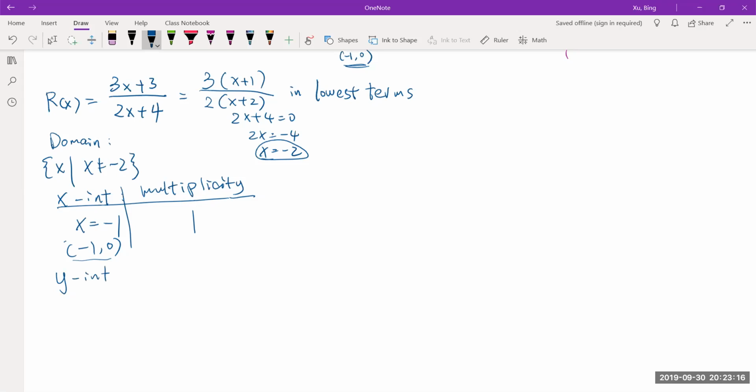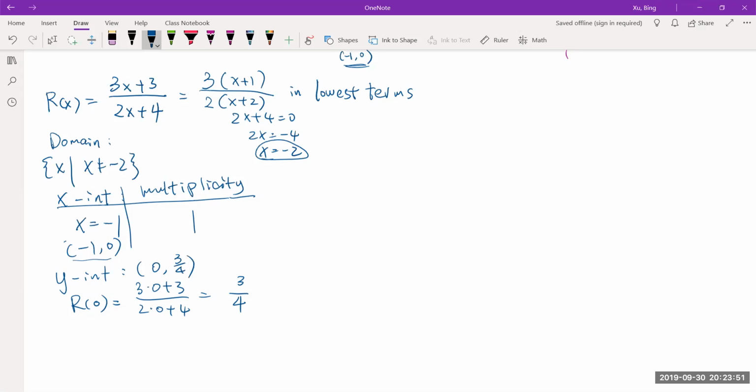To find Y-intercept, we make x equal to 0. So R of 0 in this case. We have 3 times 0 plus 3 over 2 times 0 plus 4. That gives us 3 on top, 4 at the bottom. Right, so we have one Y-intercept, which is 0, 3 over 4. Okay, so found the X-intercept, Y-intercept.